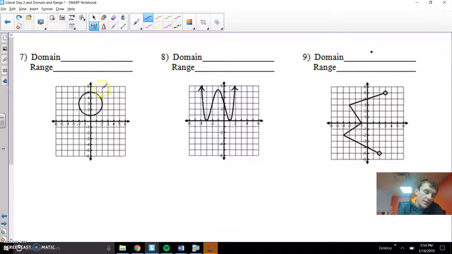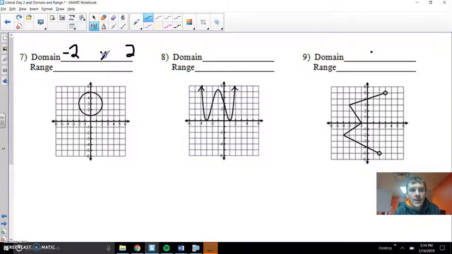So let's look at this circle graph. If I'm looking at how far left and right, it looks like it goes as far left as -2 and as far right as +2. And there's graph anywhere in between them, but nothing outside of that. So -2 to +2, that's kind of my barrier points.